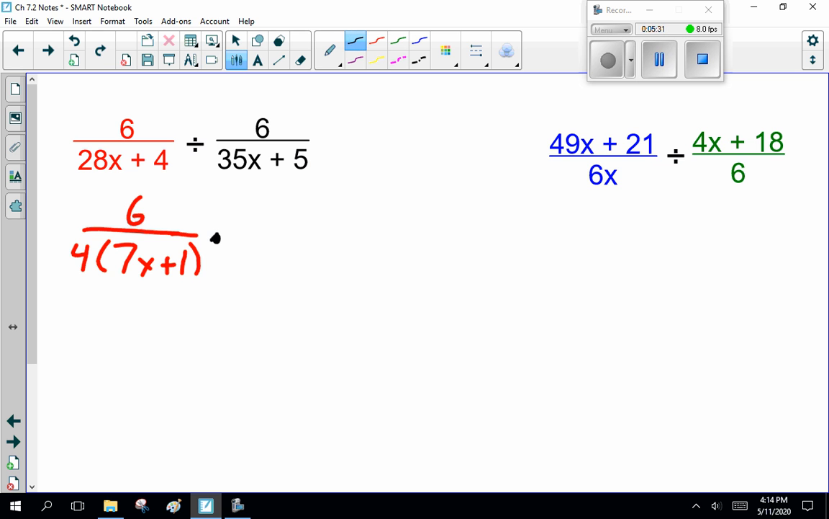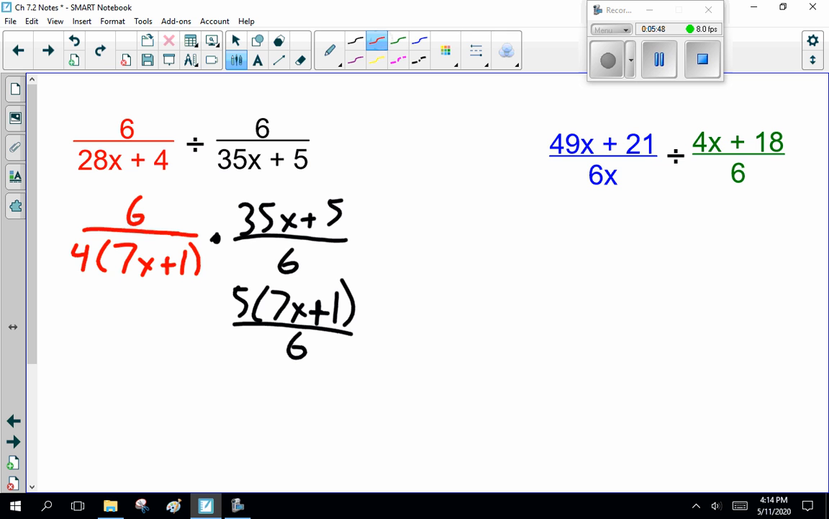Now, 35x plus 5 over 6. Can I simplify 35x plus 5? Yes, I could have done that in one step. That is 5 times 7x plus 1 over 6. But I want you to get in the habit of flipping it because some people don't, and it just gets messy. Now can I cancel stuff out?